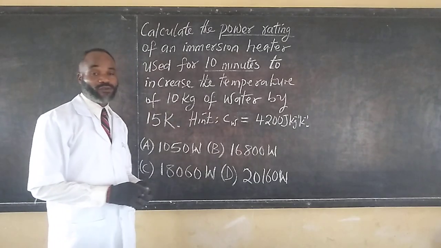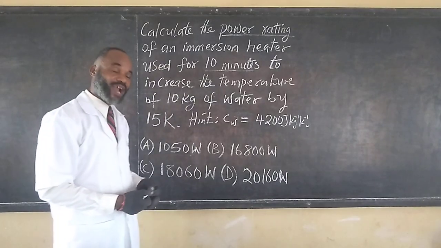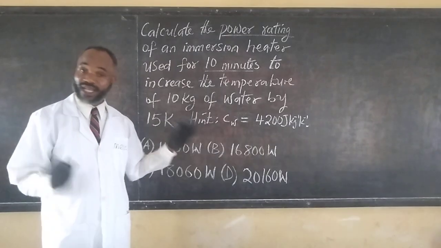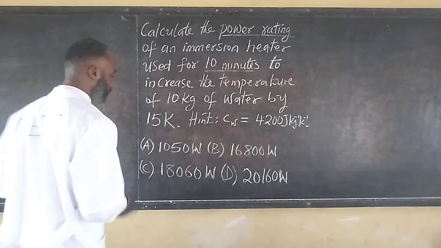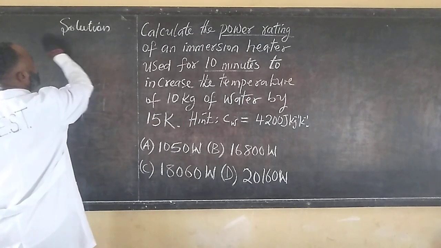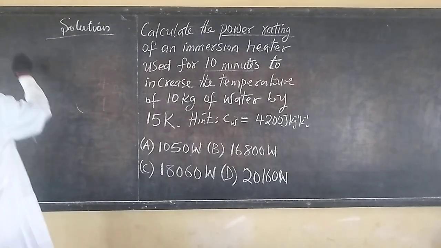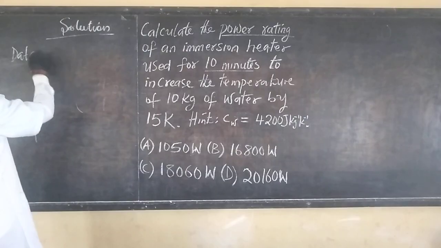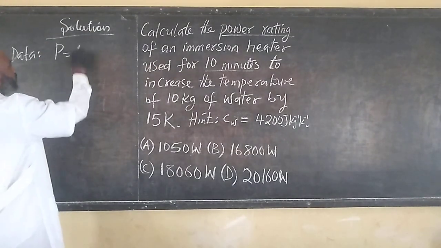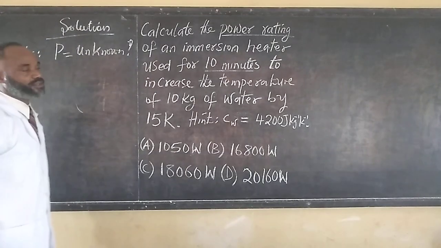How do we now know which of the options is correct? By solving. It's only by solving this and arriving at an answer that corresponds to any of these. That's all. Okay, let's go. Solution. We bring out our data first of all, as usual. We're calculating power rating. That means P, the power, is unknown. So we're going to look for this.